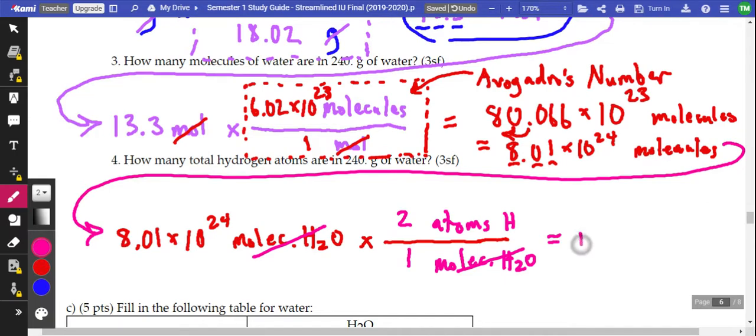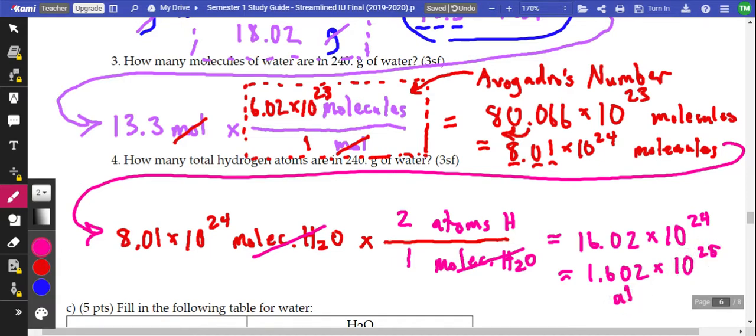This should come out to be 16.02 times 10 to the 24th atoms of H, or again, you could fix the scientific notation and make that 1.602 times 10 to the 25th atoms of H, atoms of hydrogen. All right, so these problems tend to be a little bit tougher because we're used to looking for the molar mass and the Avogadro's number and things like that. Okay, but stay calm, watch your units, and it will lead you through the problem.